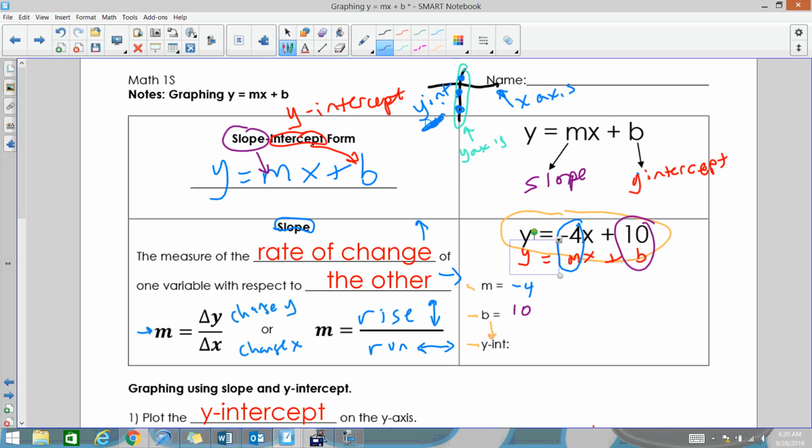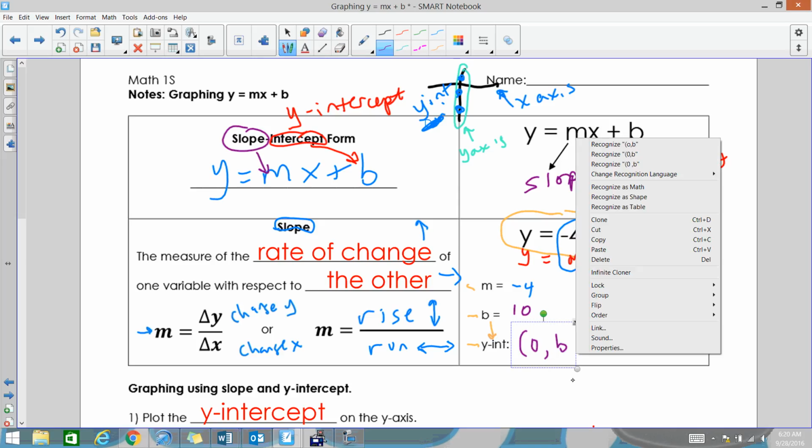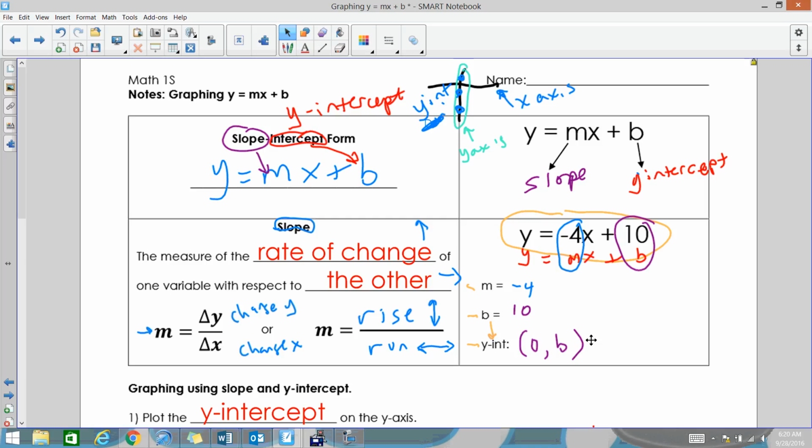Now, here's the thing. Your b is your y-intercept, and a y-intercept is a point. So it's always (0, whatever your b value is). So really what it is (0, 10) in this problem. So that's how you're going to write your y-intercept. It's (0, whatever your b value is).